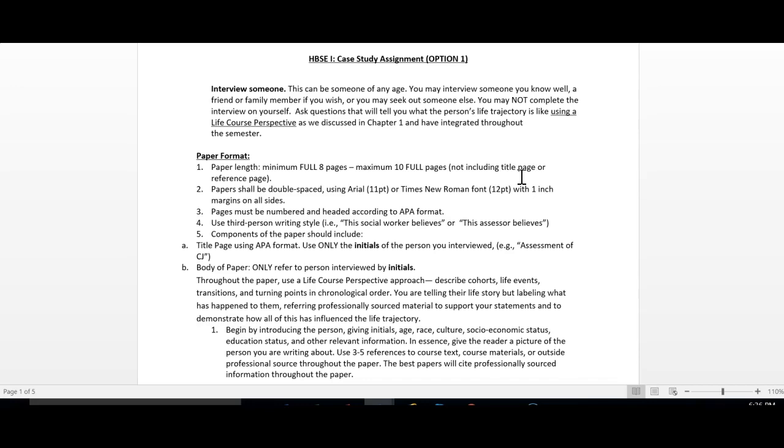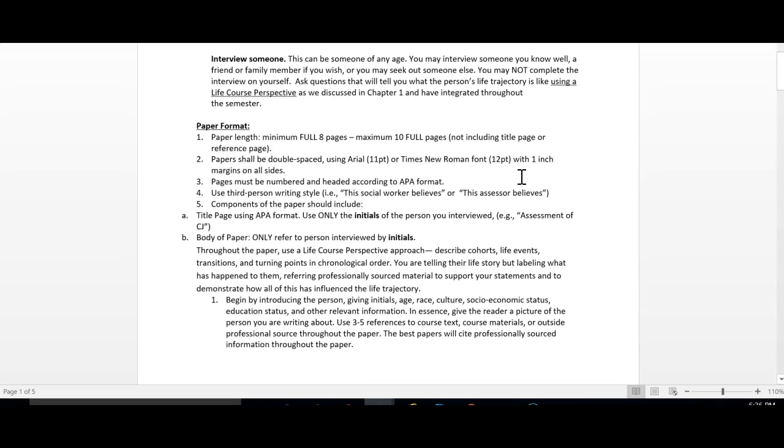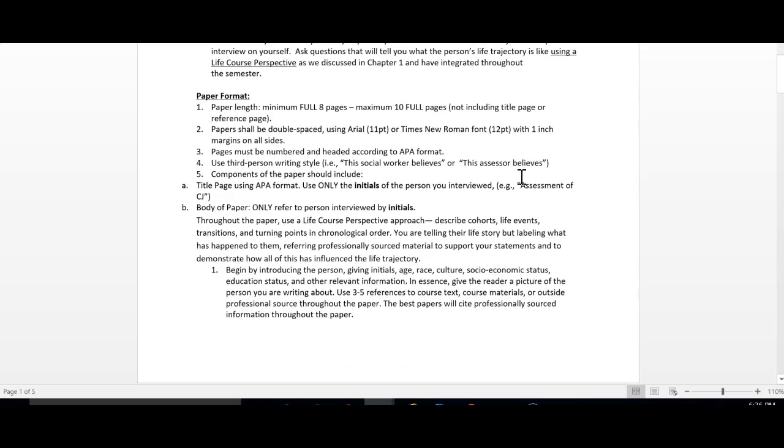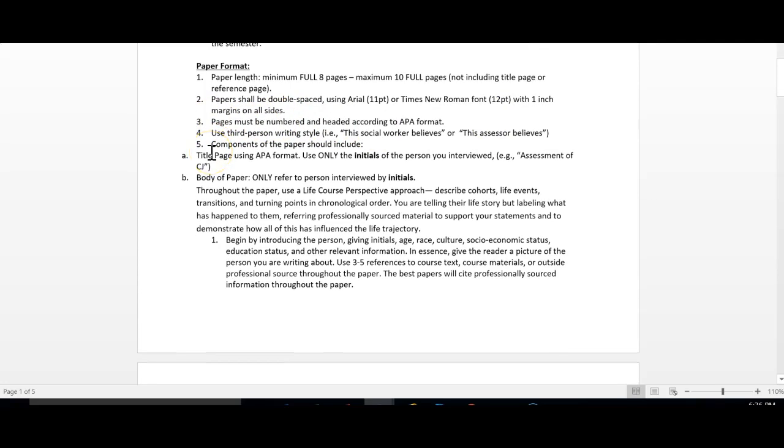Okay? That's option 1. So here's the paper format for option 1. It's 8 pages, not including the title page or the reference page. The maximum number of pages is 10. You need to follow this very closely: double spaced, all of this, 1-inch margins. You have to have page numbers and correct APA format. I will take off for APA, and no page numbers, things like that will be point deductions.